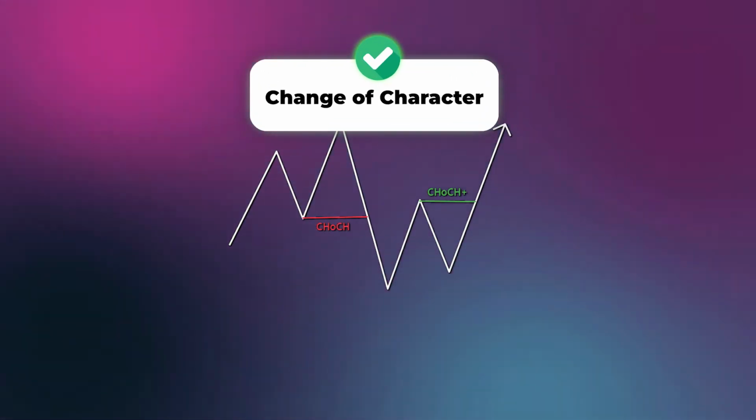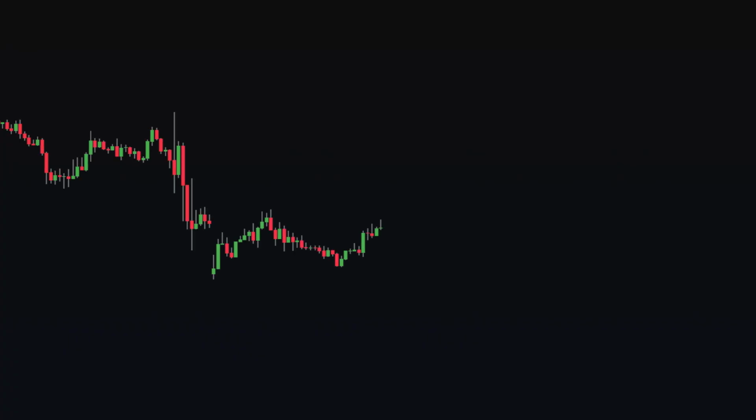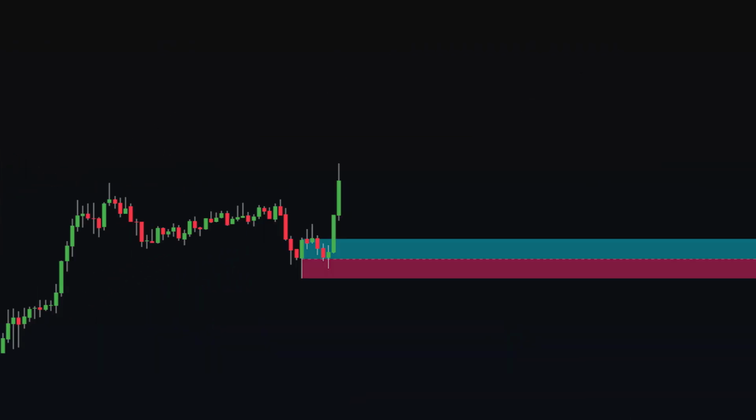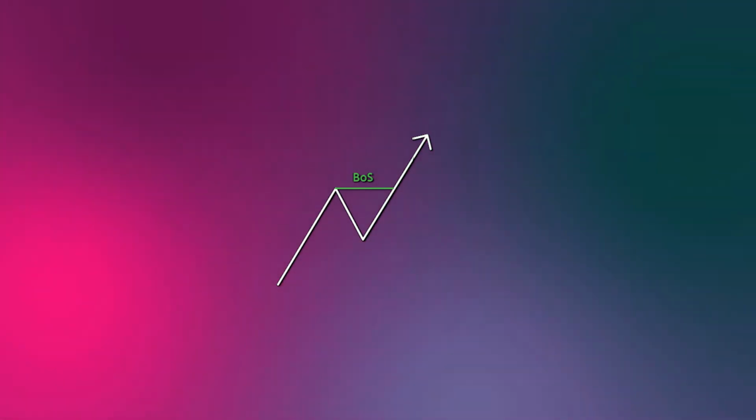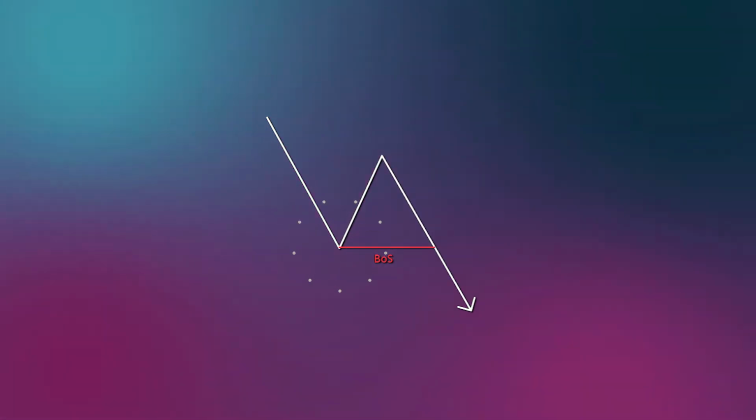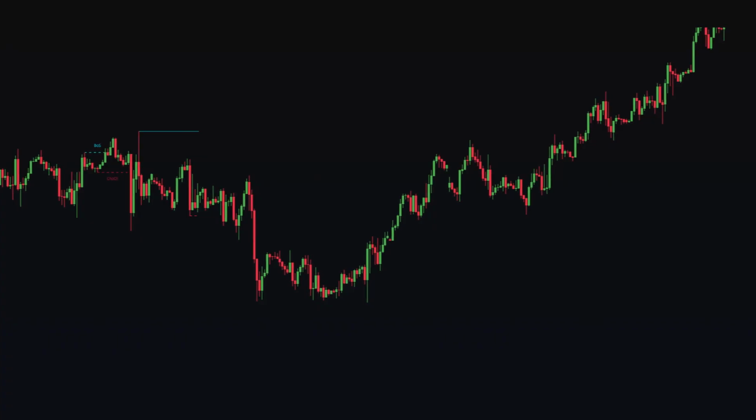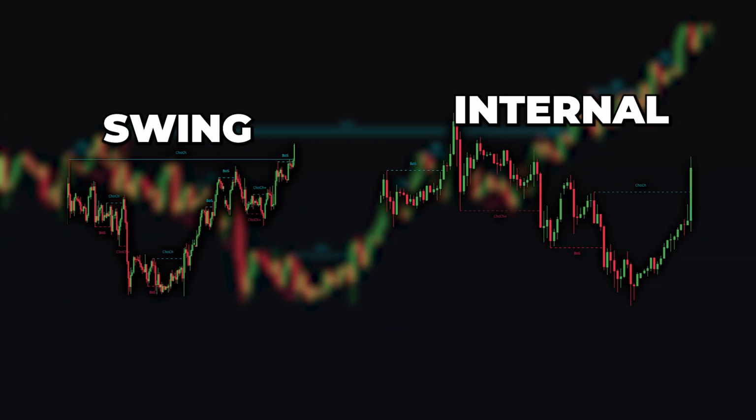Now you know how to spot change of character, but you may be asking what it's useful for. It's useful for exactly this. A change of character is excellent as a confirmation for entering trades. For example, when you see a retest, a bullish change of character will ensure the price will go in your favor. But what if price creates a high, then a higher low, and then breaks the high? That's a bullish break of structure, signaling this trend is going to continue. A bearish break of structure is created when a low occurs, then a lower high, and then a low that breaks the previous low. Our toolkit automatically detects these market shifts and continuations, and even separates internal from swing structure.